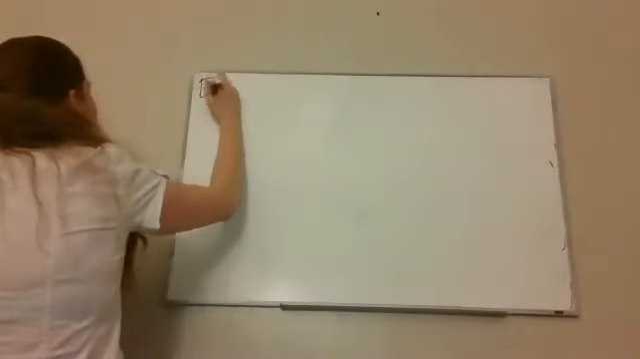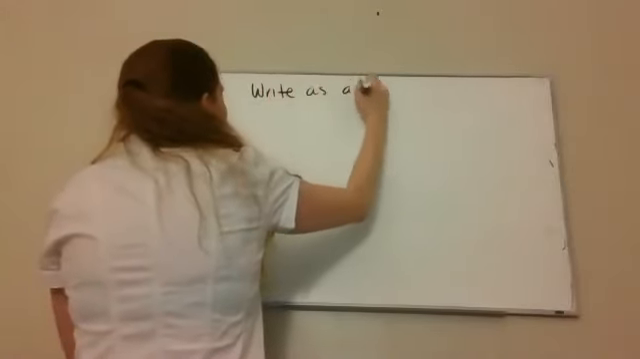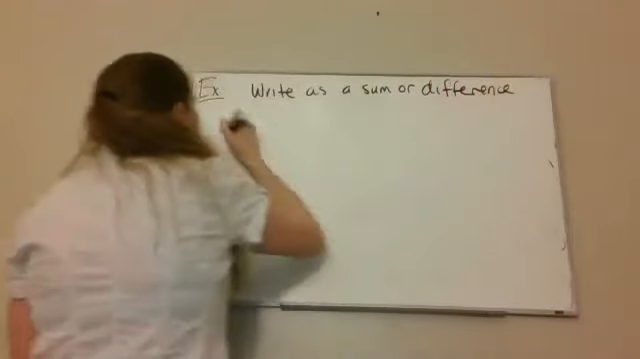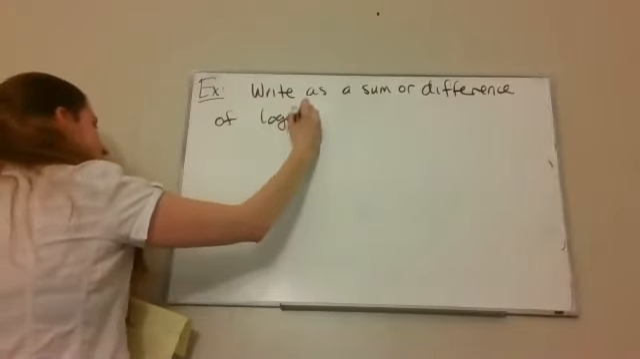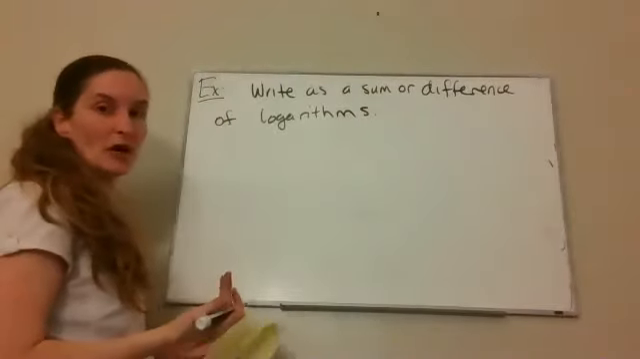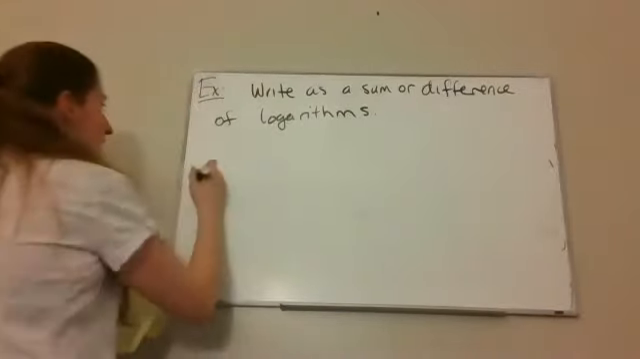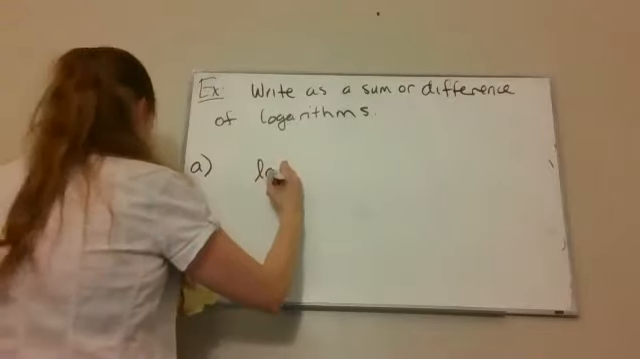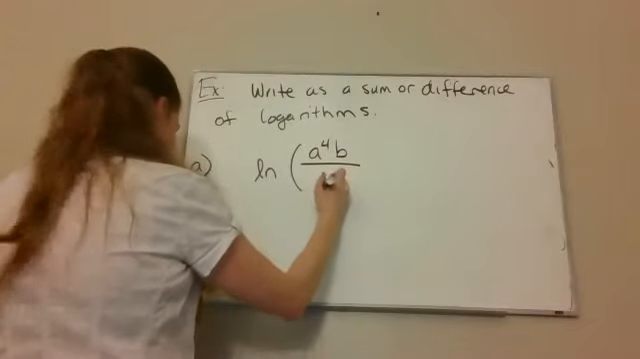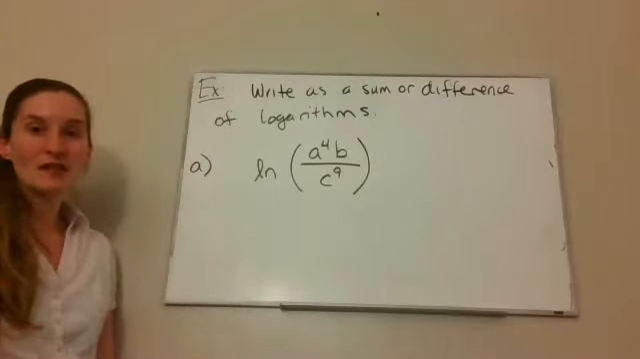So first, we're going to do some examples where we write as a sum or difference of logarithms. So we're going to have a logarithm with a bunch of complicated stuff in it, and we're going to use our properties to split it into lots of logarithms, but with easy stuff in them. So our first one, natural log of a to the 4th times b divided by c to the 9th. So that's a lot of complicated stuff inside of my logarithm.